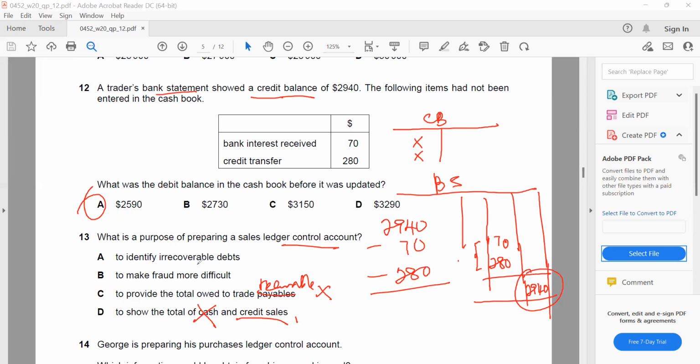To identify irrecoverable debt. So irrecoverable debt, we get the information from the customer, that they are unable to pay, not from the control account. It's just we take this from the general journal, move it to take the total for it to put in here. So the purpose is to control, so to make fraud more difficult.